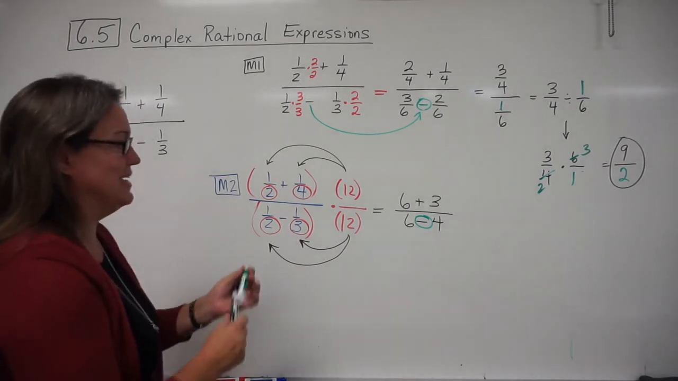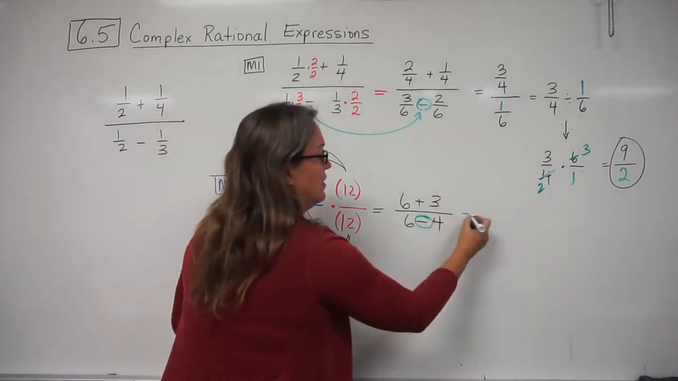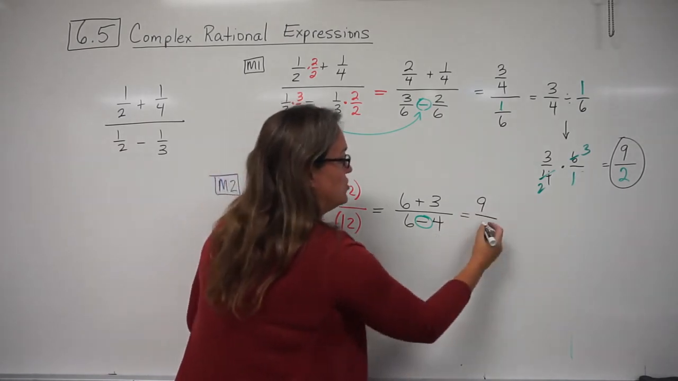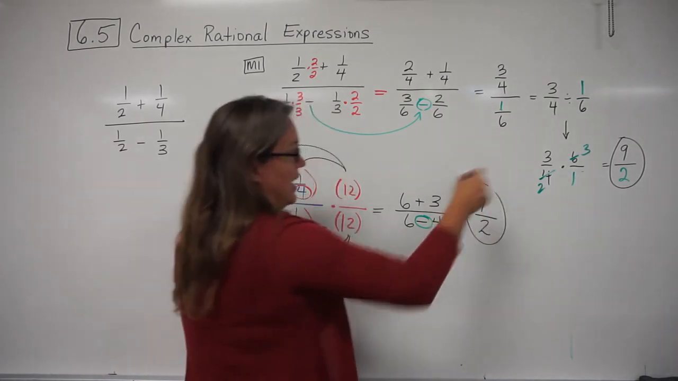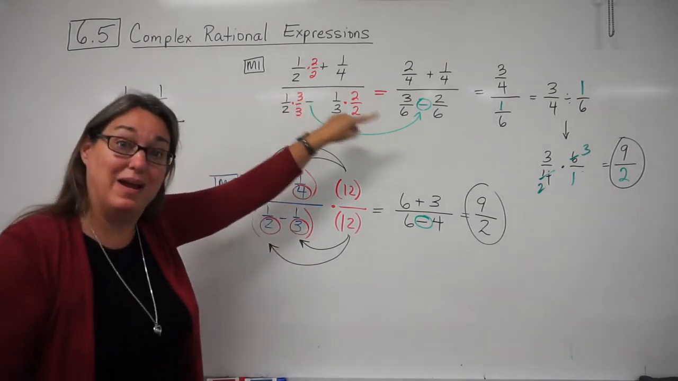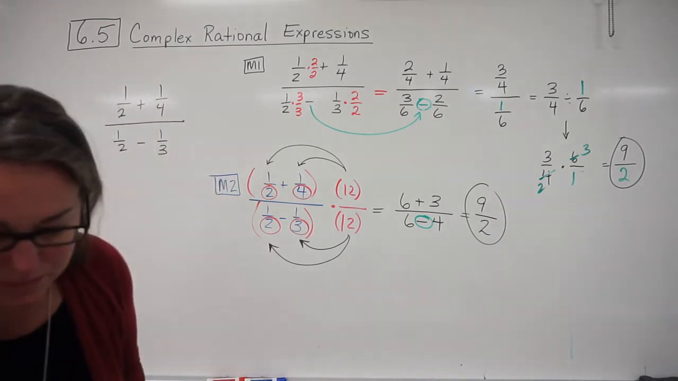One benefit of working this with both methods is that you can catch your mistakes, right? Which is what I just did. I got this far and I realized it wasn't going to match that answer. 6 plus 3 is 9. 6 minus 4 is 2. And we do get 9/2 for both of our answers, as long as we're careful and we don't miss any minus signs. Look out for that. It's a really common error.